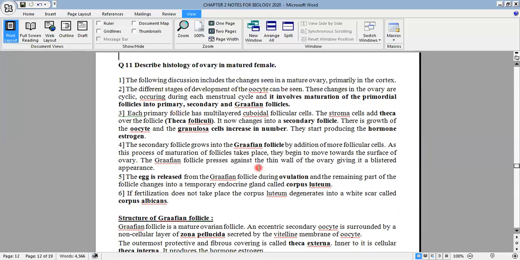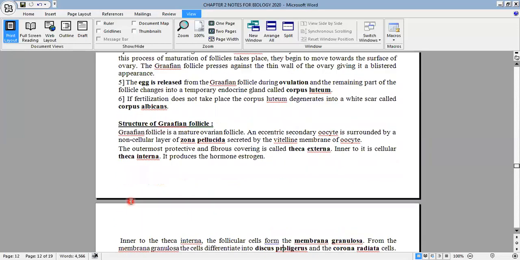So this is all that is given in short. But when the ovum comes out from the Graafian follicle, it becomes empty, and this empty Graafian follicle will now form corpus luteum. This corpus luteum will work only if the egg is fertilized, but if the egg is not fertilized, it gets converted into a white colored scar called corpus albicans.